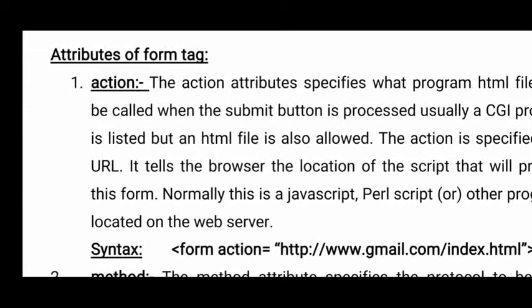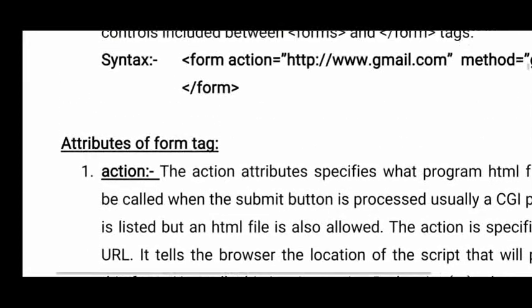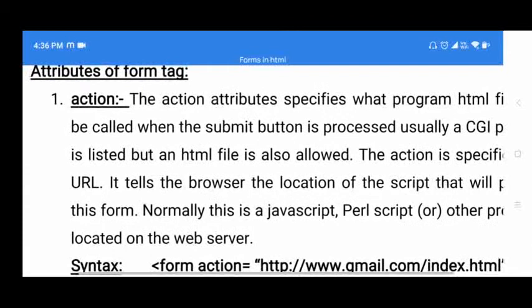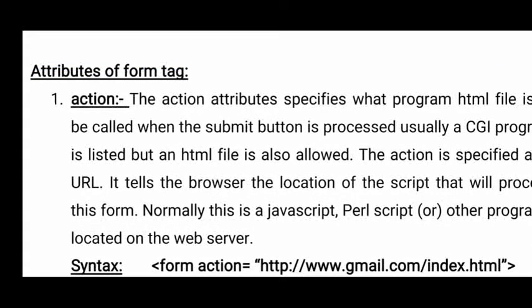So here we have different attributes, as already said. In the syntax I have given form, action equals http gmail.com. Here I am giving the explanation of that attribute. What is the action attribute here? The action attribute specifies what HTML file should be called when the submit button is processed. It means when the user clicks on the submit button, which file will come and collect your data, and to which server it will send the data. That information is given by the action attribute.